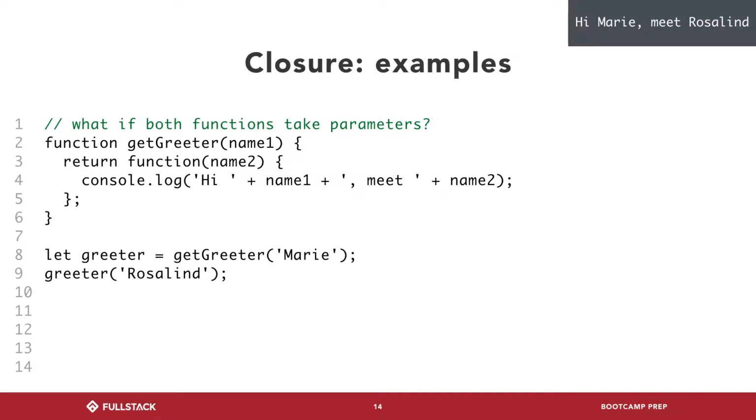And then this is another really quick example, which should really be a refresher on scope more than anything else. Just like before, we have getGreeter Marie, except now Marie is name 1. And then we still return an anonymous function. When we invoke that anonymous function with Rosalind, which is called name 2, we console log out "Hi Marie, meet Rosalind." Same concept as before, except now we have variables that exist within this anonymous function, name 2, and it still has access to its parent variables, name 1.